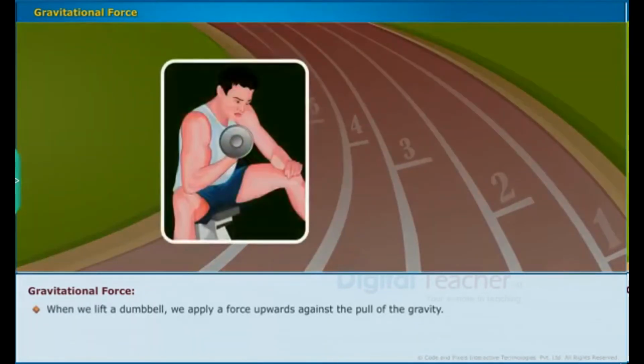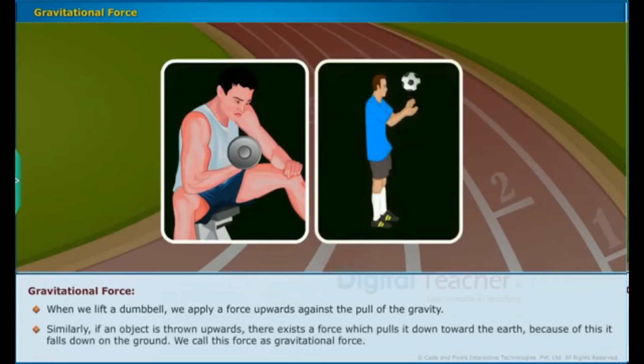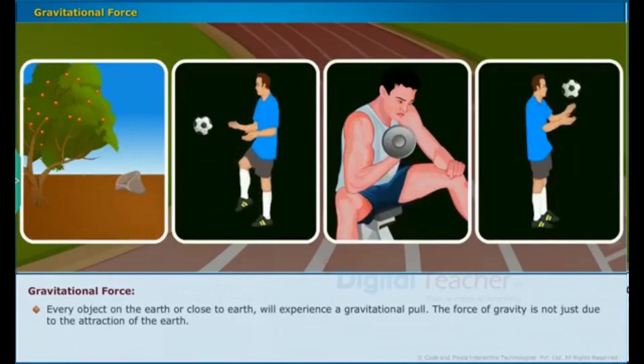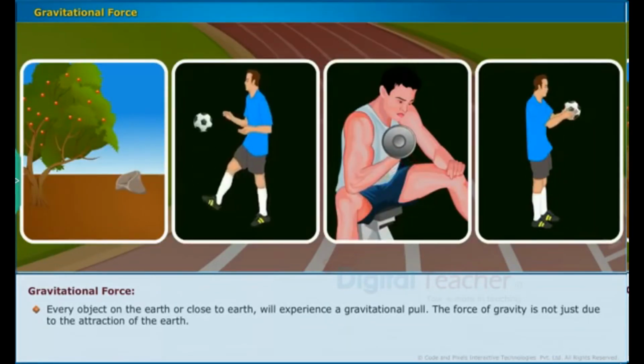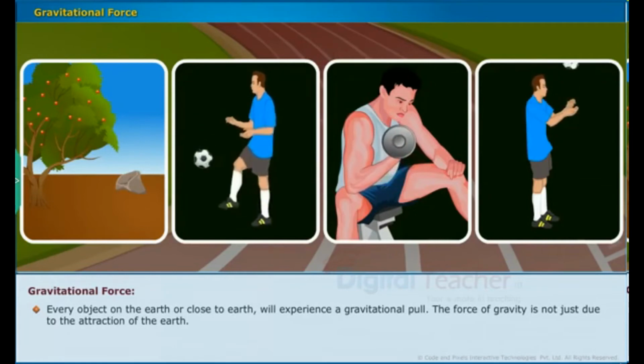When we lift a dumbbell, we apply a force upwards against the pull of the gravity. Similarly, if an object is thrown upwards, there exists a force which pulls it down towards the earth. Because of this, it falls down on the ground. We call this force gravitational force. Every object on the earth or close to earth will experience a gravitational pull.